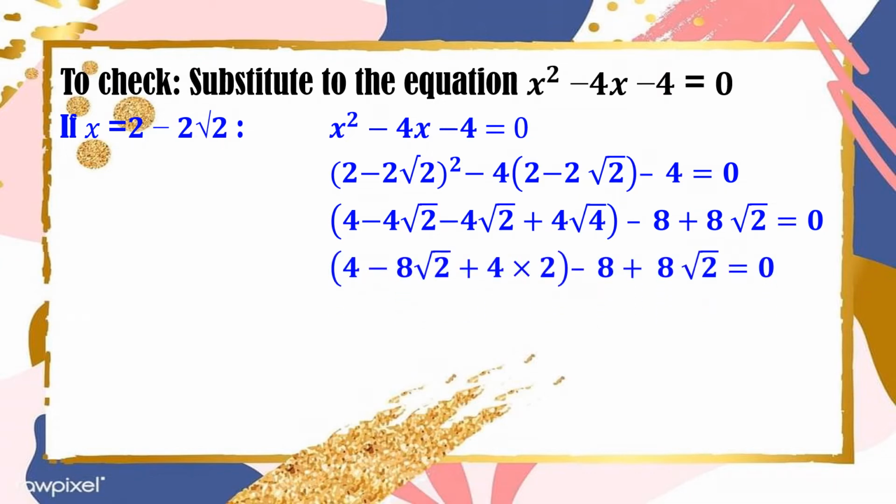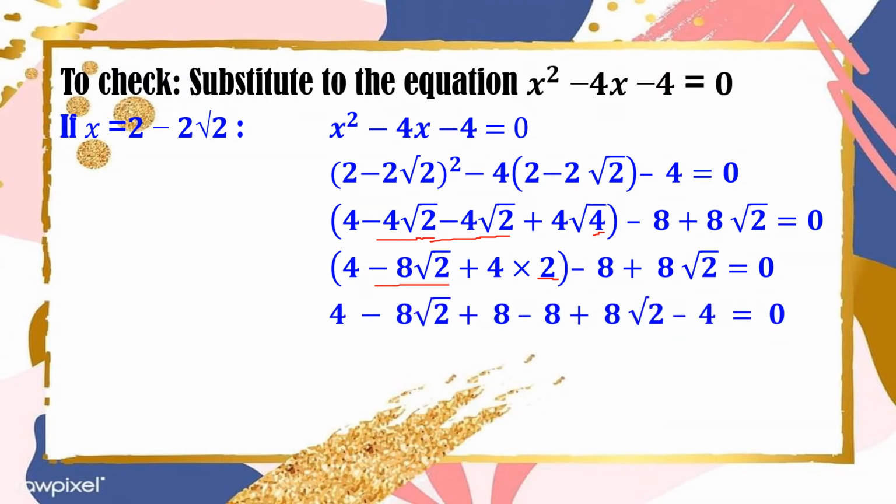Then, we're going to add the like terms. Negative 4 square root of 2 and negative 4 square root of 2. So since they have the same radicand and same sign, so add, it will become negative 8 square root of 2. So the result will be the quantity of 4 minus 8 square root of 2 plus 4 times 2. This 2 here comes from the square root of 4.